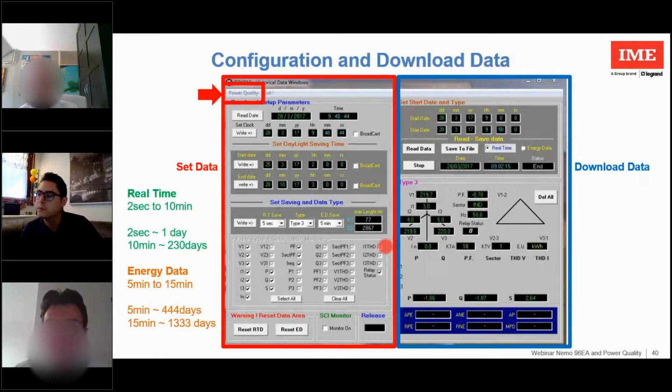Question related to the India situation about the electrical network. Is your meter applicable in a line with voltage 440 volts and frequency 50-60 Hertz? Yes, no problem. As I said, it is the big brother of the Nemo 96 HD+. So it can reach a voltage of up to 690 volts. And there is no problem for 50 or 60 Hertz.